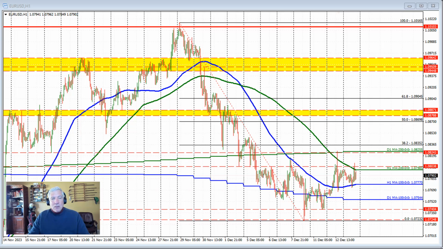When the euro versus US dollar goes lower, the dollar goes higher. When the euro versus US dollar goes higher, the dollar goes lower. So if the bias is more dovish, we would expect that the euro versus US dollar will move higher.